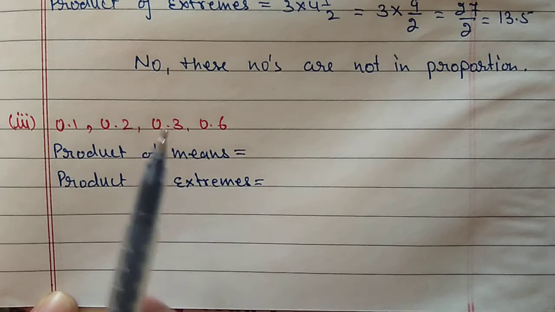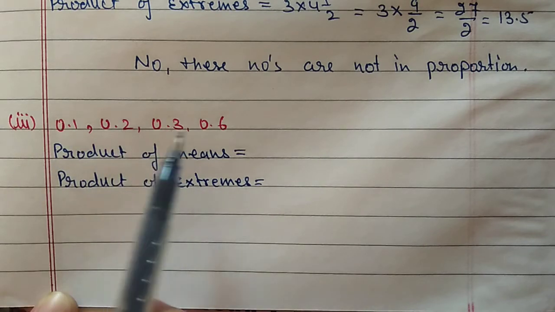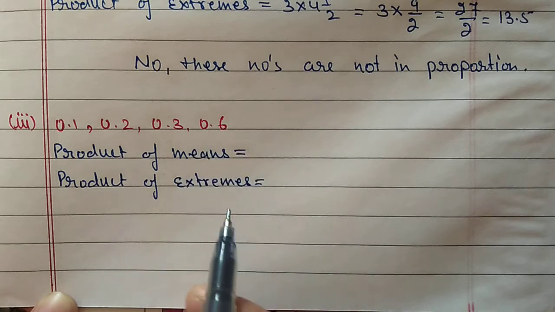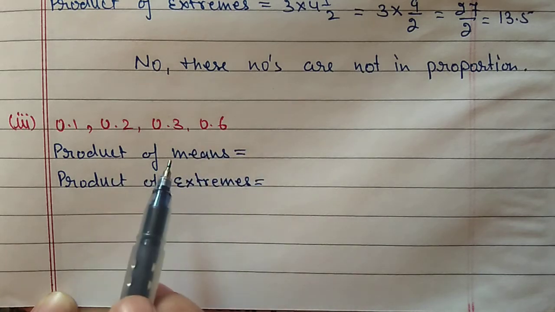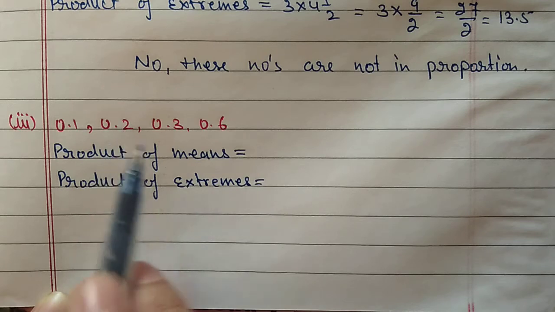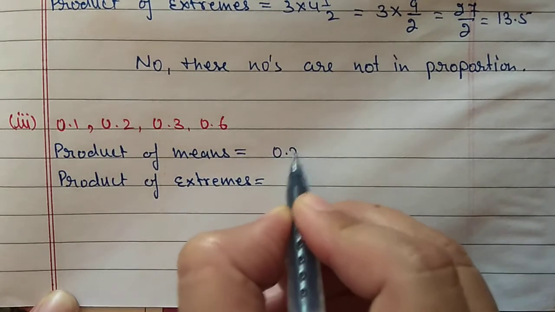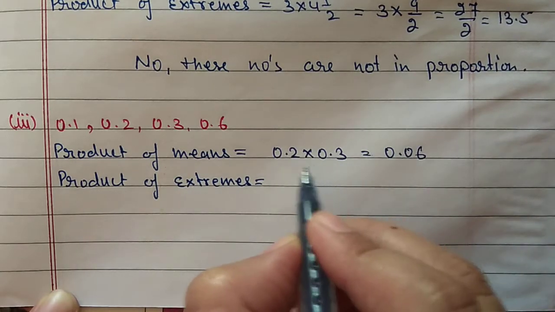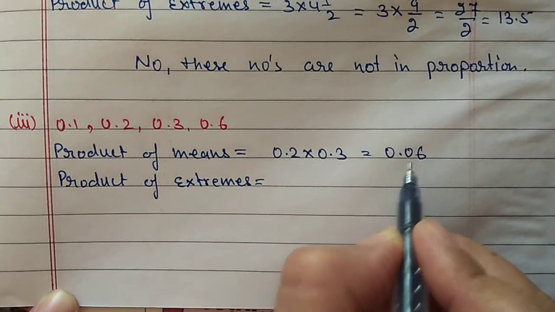Next, third part: 0.1, 0.2, 0.3, 0.6. We have to check for these numbers whether they are in proportion or not. So first we will find the product of means, 0.2 into 0.3. So here we will get 0.06. Two decimals are there, so we need two decimals here.